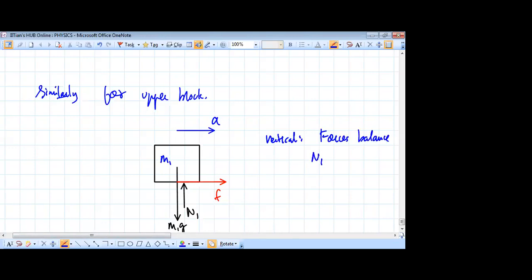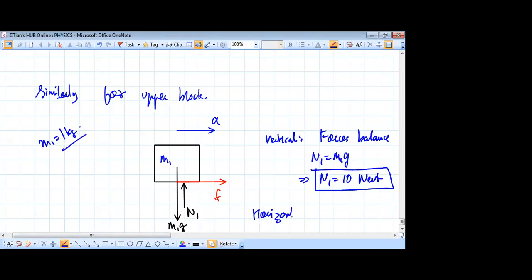And we are seeing that N1 balances M1G. So N1 is equal to 10 newtons, because it was given to us that M1 is equal to 1 kilogram. But what about along the horizontal direction?